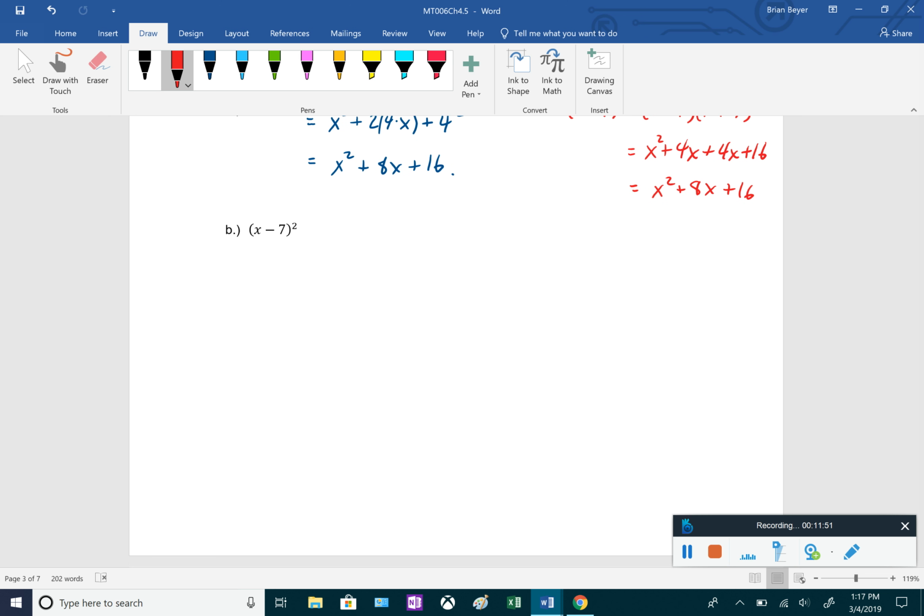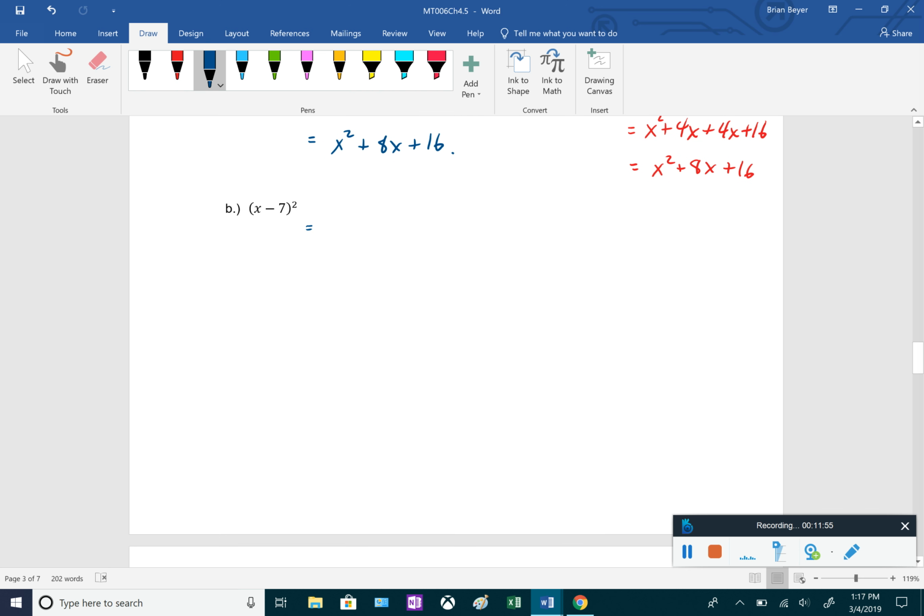Next one, x minus 7 squared. So this is going to be based on that shortcut that's written above. The first one squared, and it's minus this time, so it's going to be minus 2 times 7 times x, plus the 7 squared. So it's going to be x squared minus 14x plus 49. And then once again, you could just FOIL it out, x minus 7 times x minus 7.